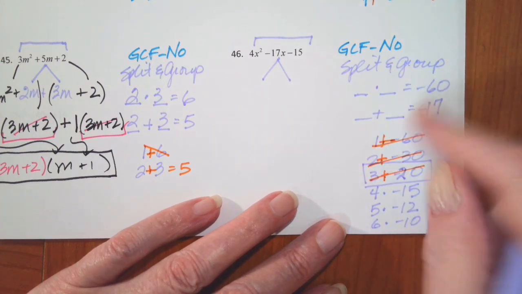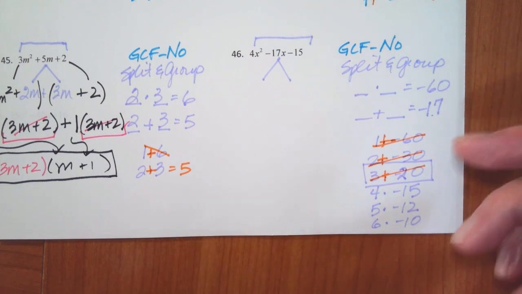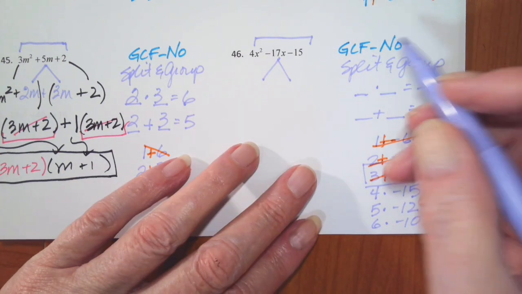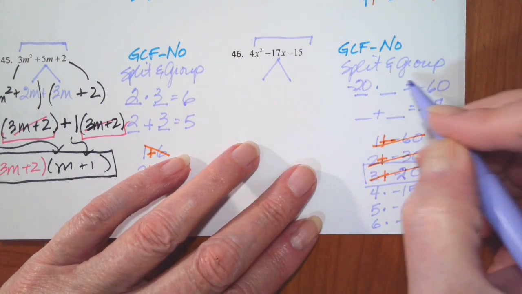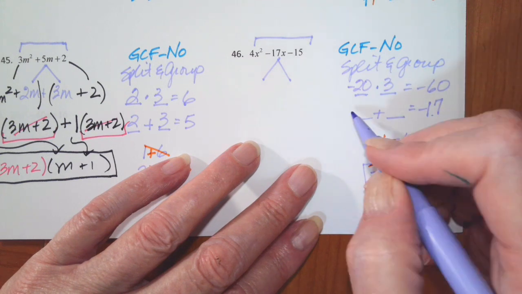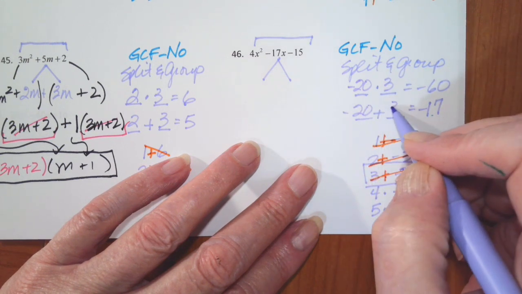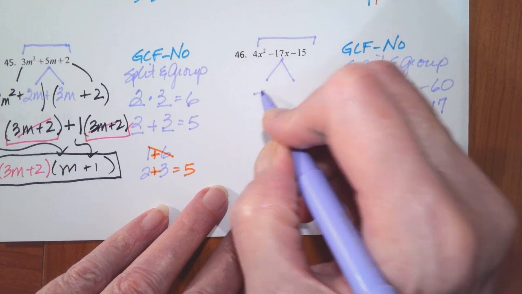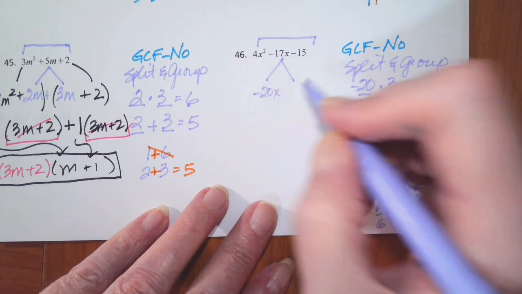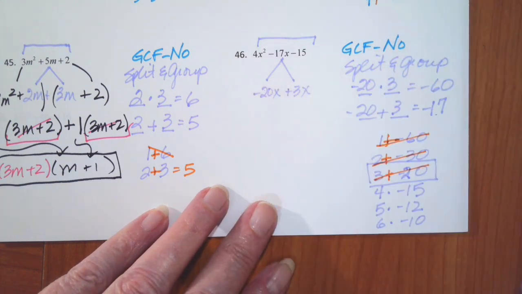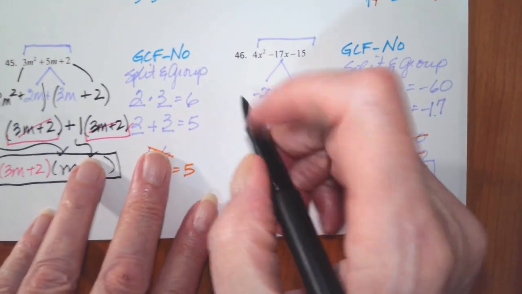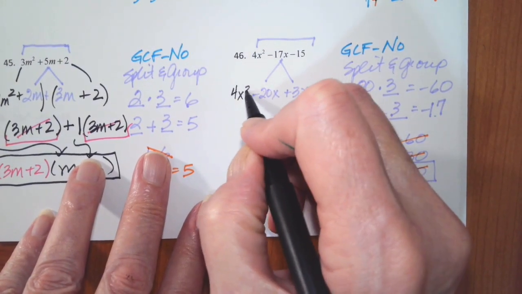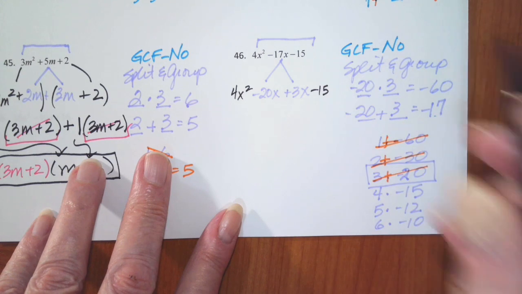Now, if I'm doing my split and group, I always put the -20 first, so I don't have to worry about that when I'm grouping. So -20 times 3 is -60. -20 plus 3 is -17. So -20x plus 3x. And then I'd bring down my 4x squared and my -15.